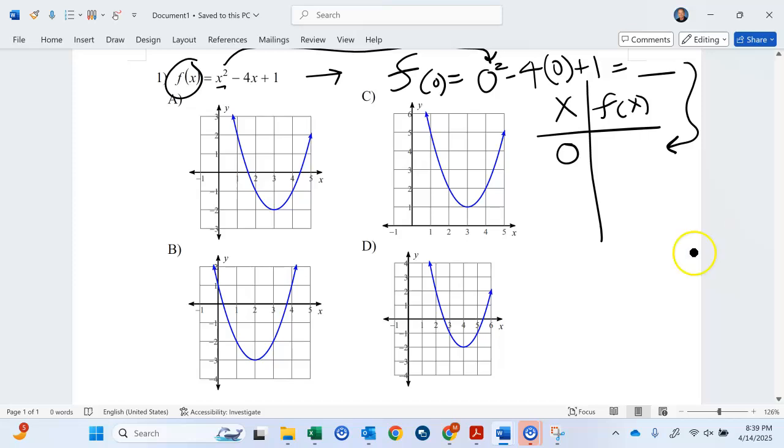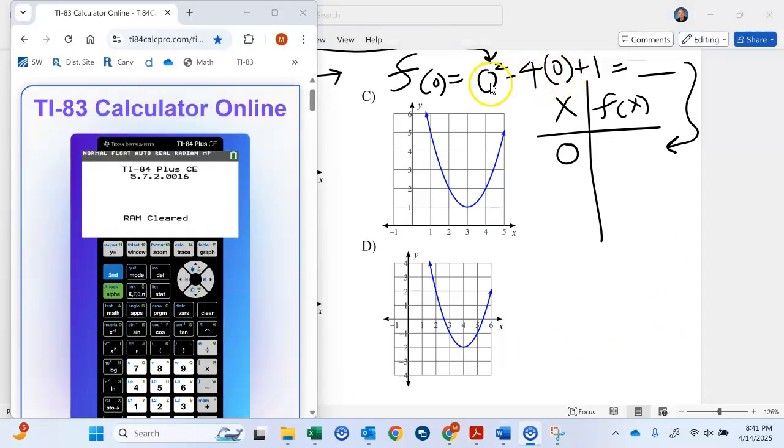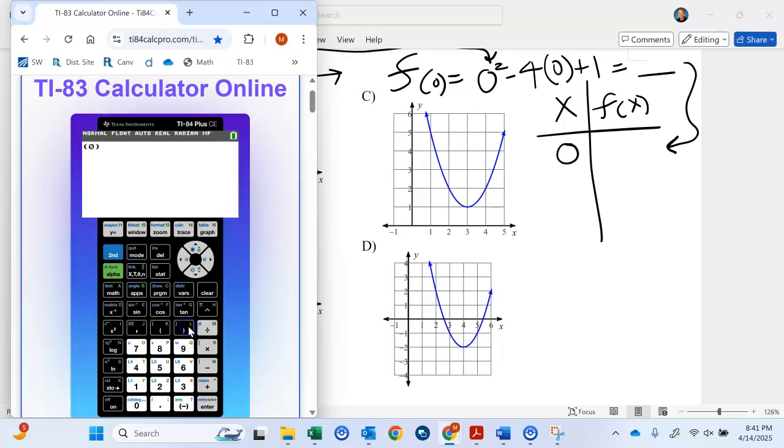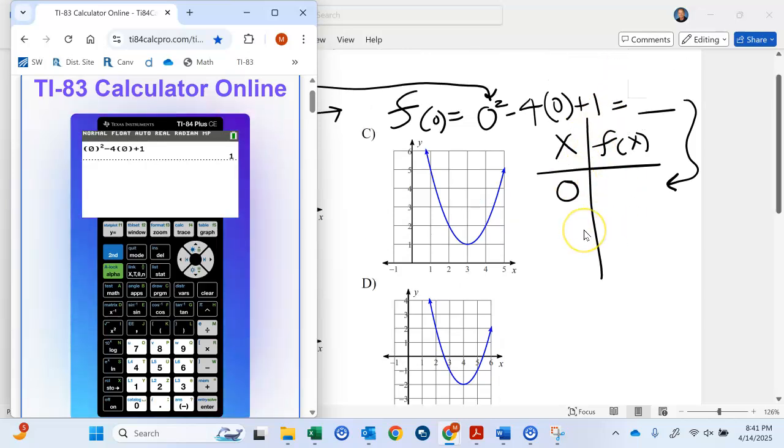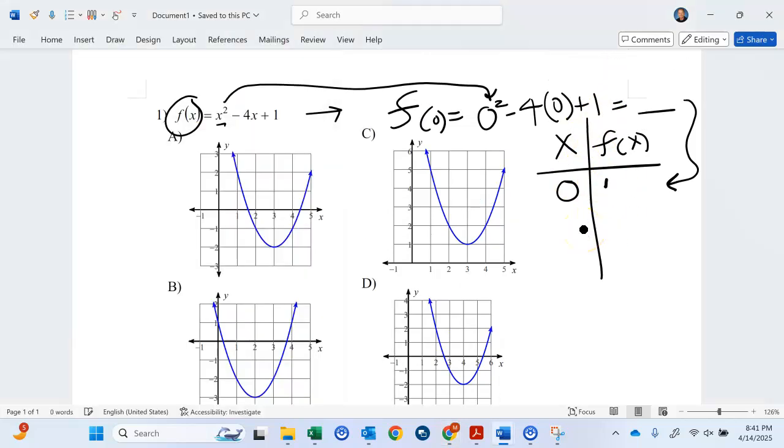Go ahead and use your calculator if you need to. So that's 0 squared: parenthesis, 0, parenthesis, squared. Then I come back down and type minus 4, parenthesis, 0, plus 1, and enter. And what do I get? I get 1. So that tells me when x is 0, f of x should be 1. Now I'm going to go through the choices and see what works.